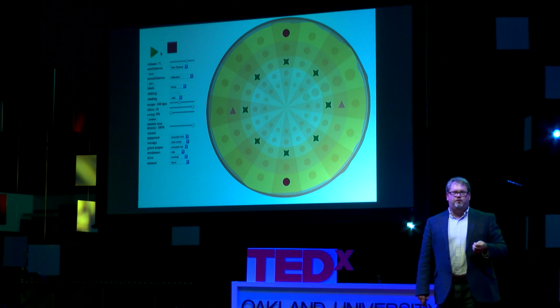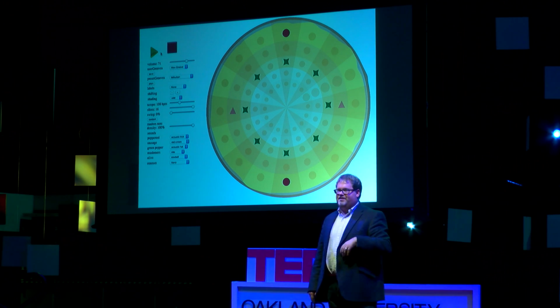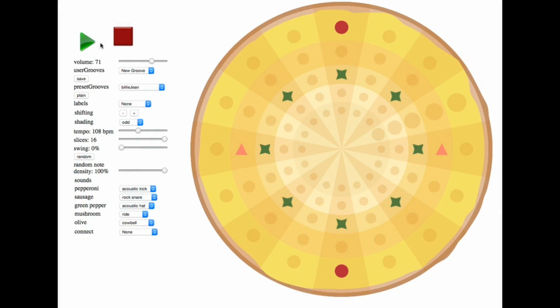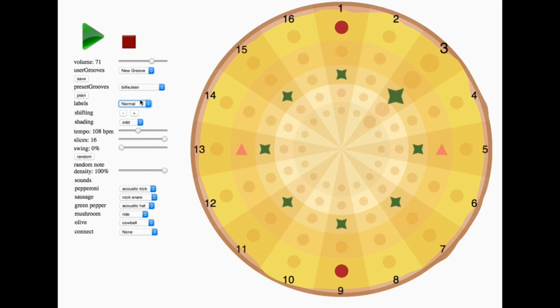This is our Groove Pizza, which came out of a master's project and was named by some students we were working with. It is a playful interface to explore rhythm. I'll hit it here so you can hear. Rather than looking at rhythm in notation, we're looking at it in these circles moving through. We can add toppings and remove toppings, play around with it, add labels like numbers.